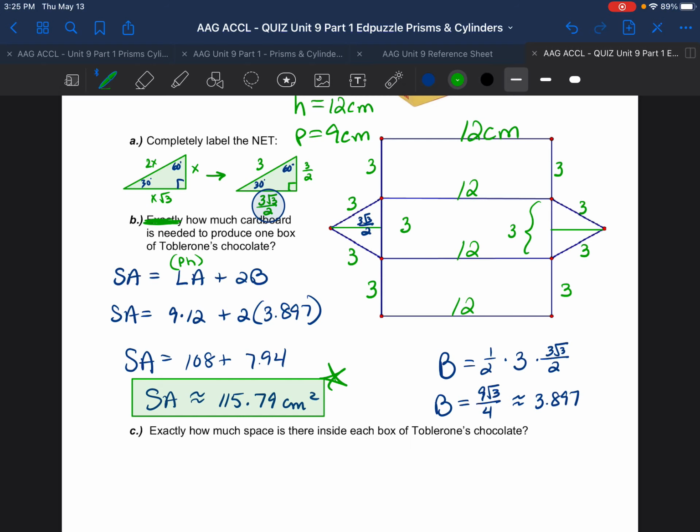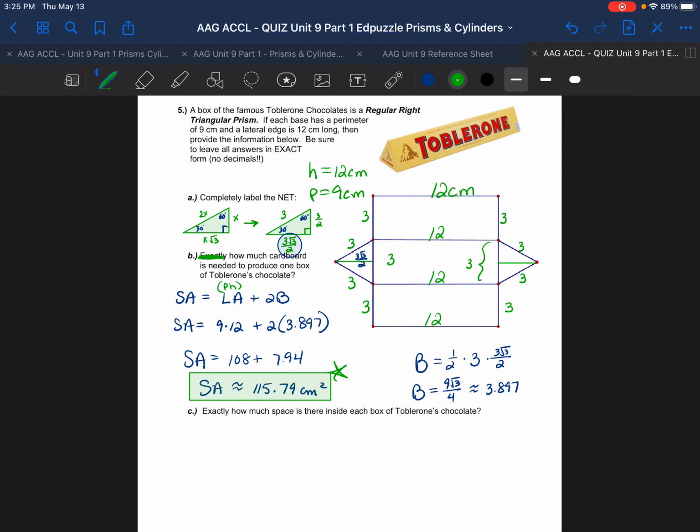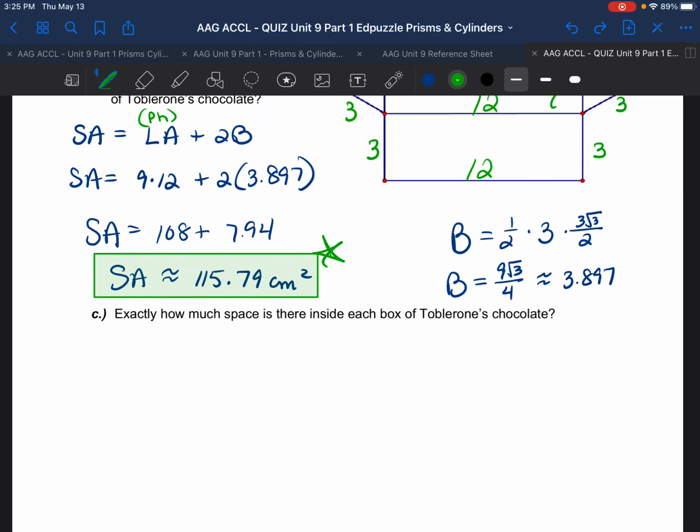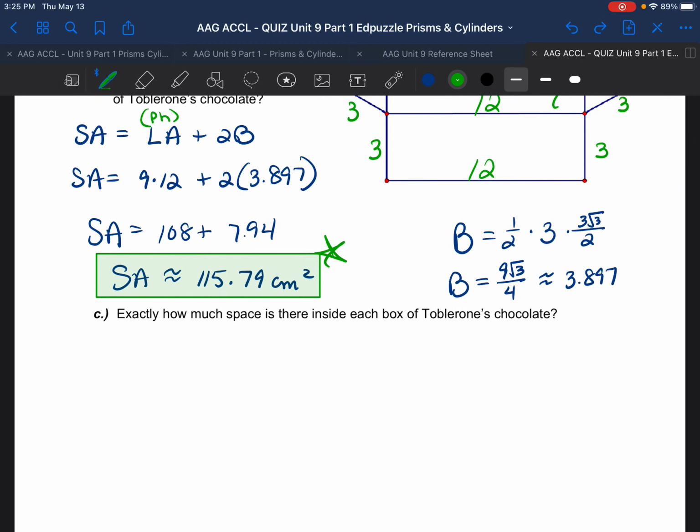All right, finally, we're going to try to find exactly how much space is there inside of each box of Toblerone's chocolate. Now, let's see if we could do this. Let's keep it exact this time. I'd like you to use the area of one base is 9 radical 3 over 4. And that's found by using this calculation here. But what I'd like you to do is please find the exact volume of how much space there is inside each box of Toblerone's chocolate.